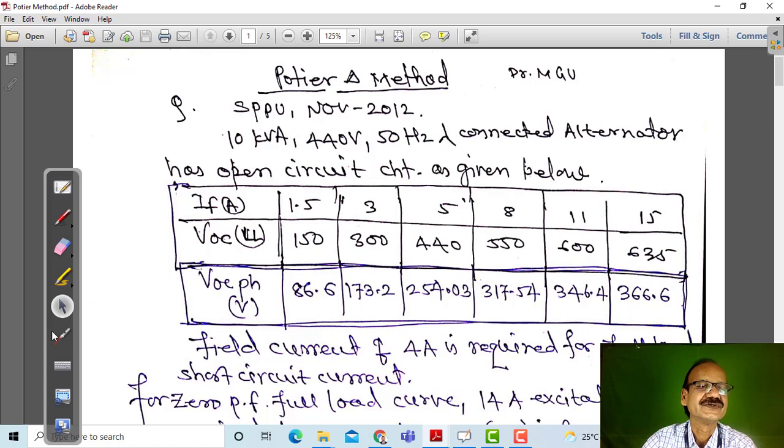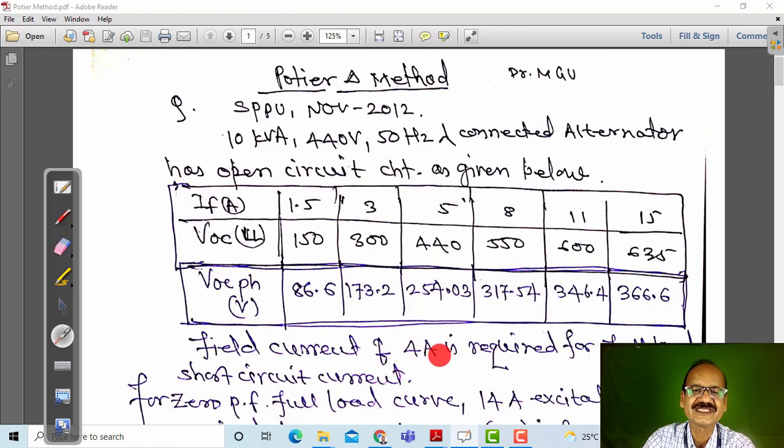A 10 kVA, 440 volt, 50 Hz, star connected alternator has open circuit characteristics as given below. The field current and the open circuit voltages, line to line values, are given, and the same is converted into per phase by dividing by √3 because the alternator is star connected. It is further observed that a field current of 4 ampere is required to circulate short circuit current equal to full load current.